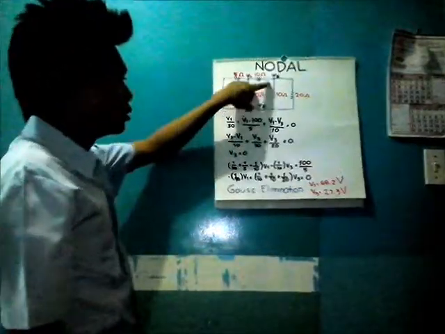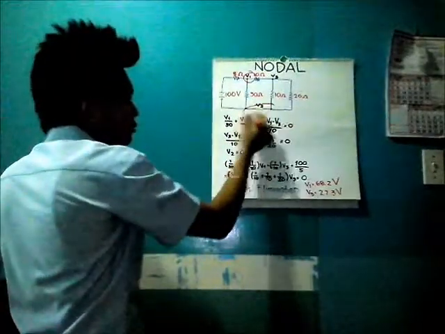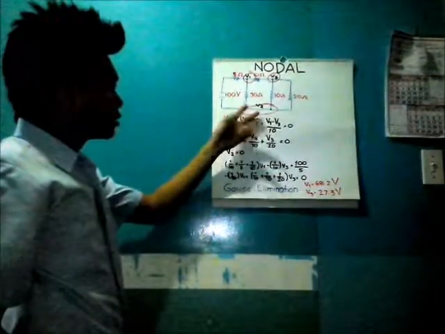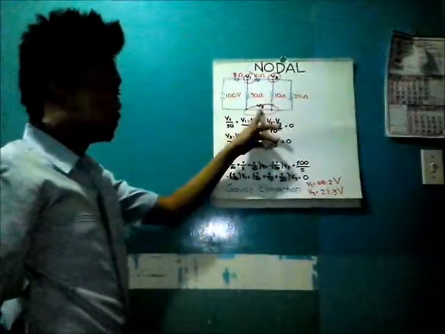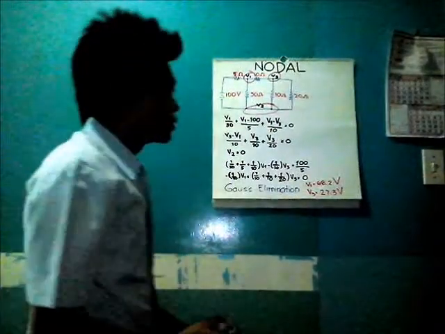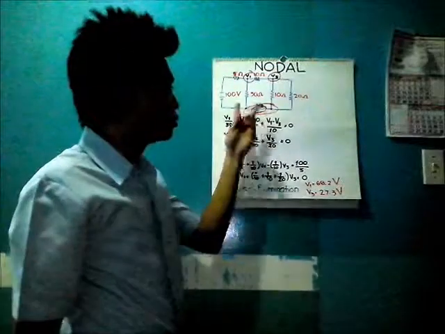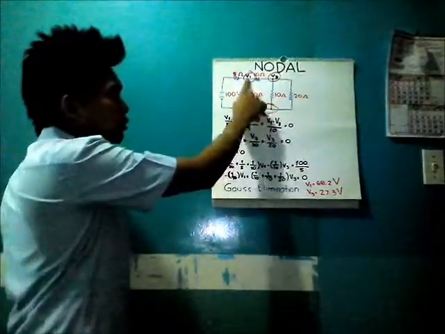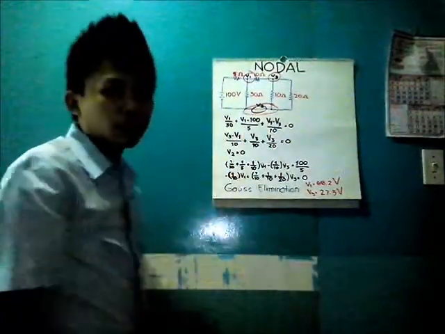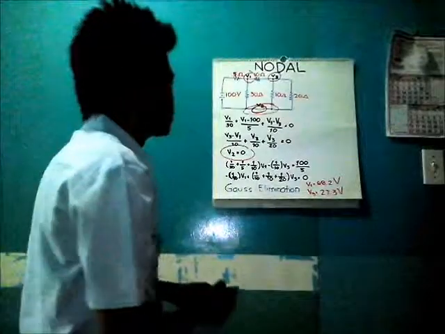We have 3 nodes over here: V1, V2, and V3. If you notice, there are 2 nodes in this V2, but we consider it as 1 because there is no resistor between the 2 nodes. So we will use V1 and V3, because V2 will automatically be 0.